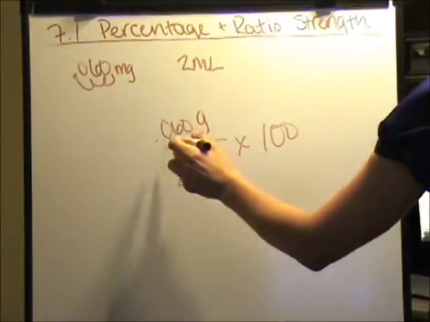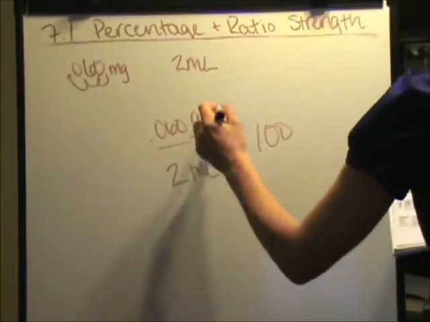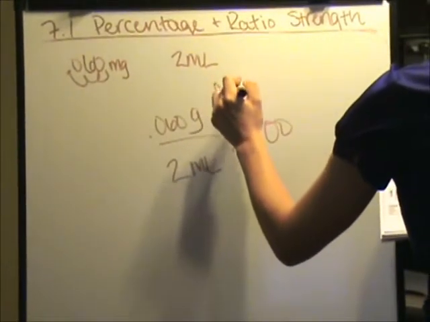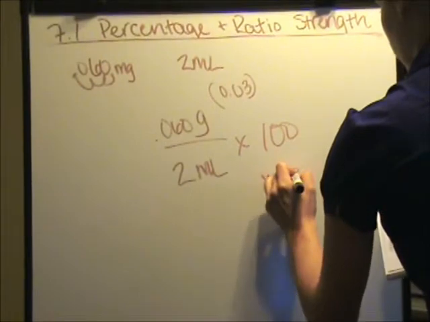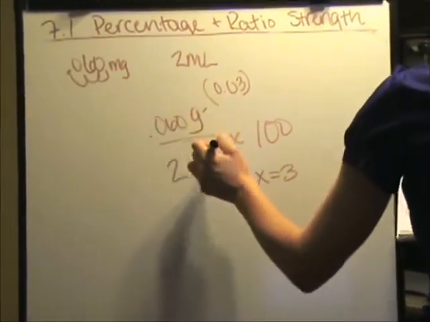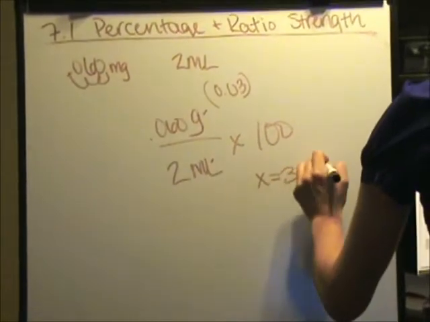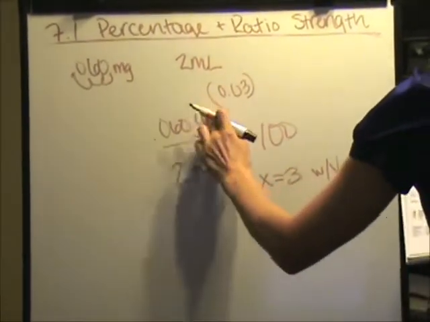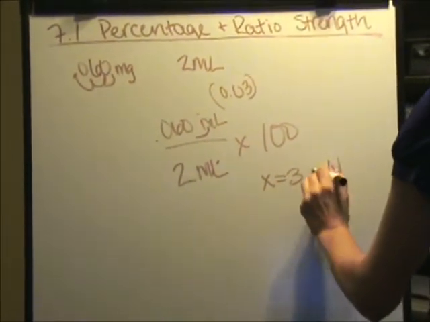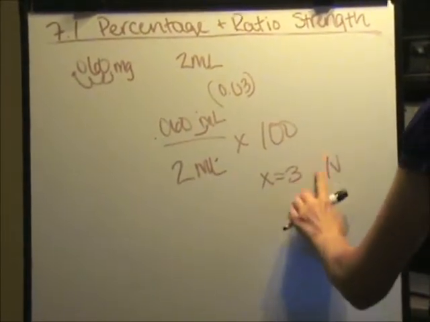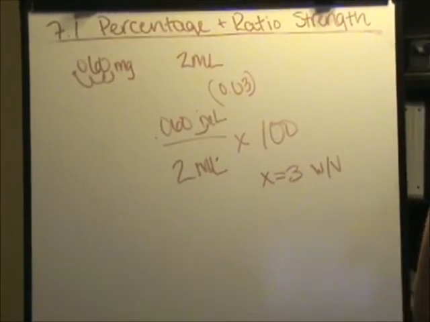So 0.060 divided by 2 is 0.03, times 100 equals 3%. And we have grams and milliliters. We have solid and liquid, so weight and volume. Now remember, if this happened to be milliliters, it would be volume and volume. But since it's not, and we're dealing with a solid and then a liquid, it's going to be weight and volume.